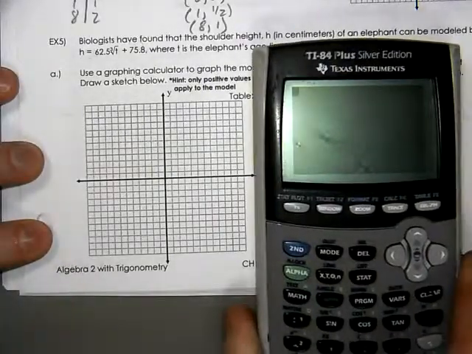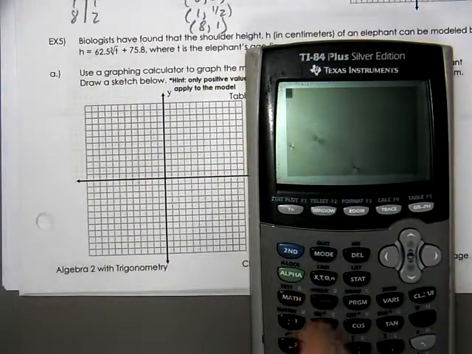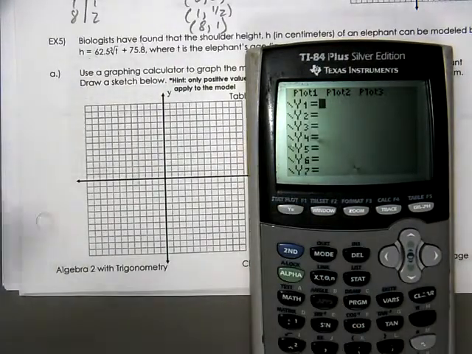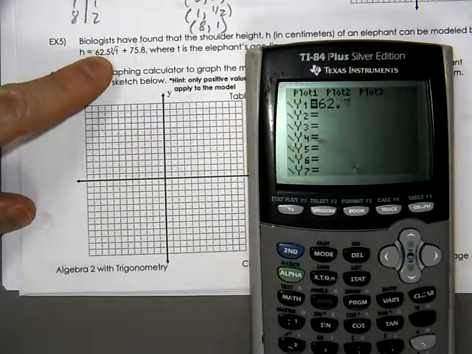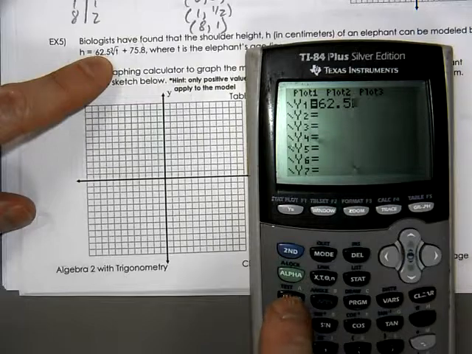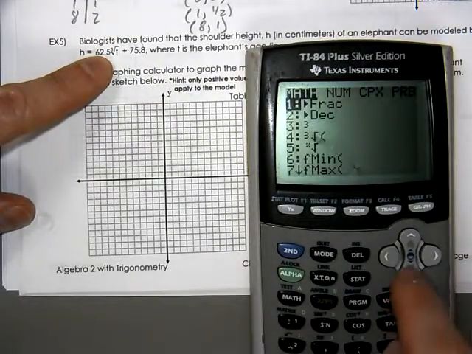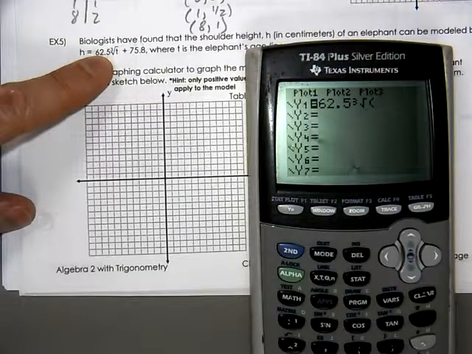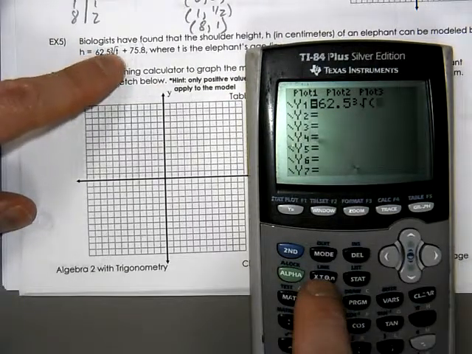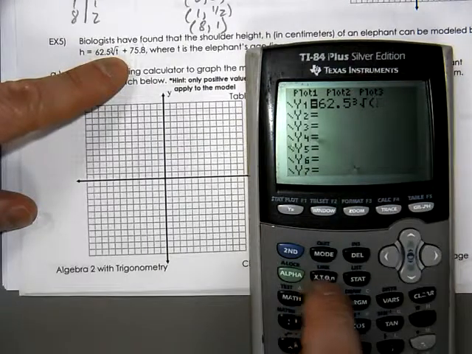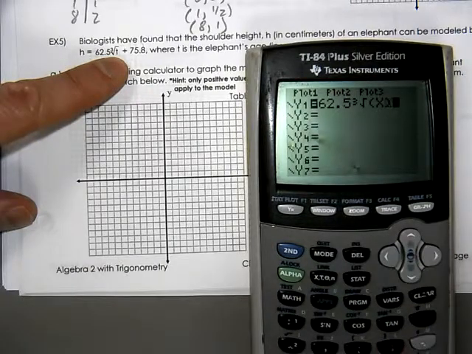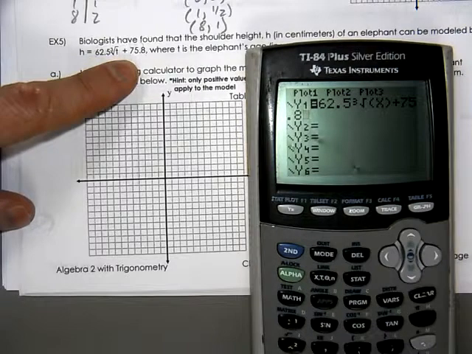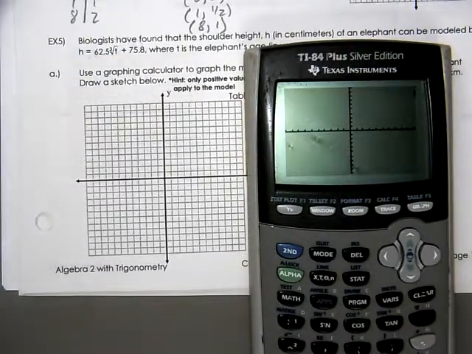So using our calculator, we would go to y equals, type in 62.5, then there's a math button, and go down to the cube root. They're suggesting to use t, but on your calculator it has a t, but that's not the same type of t. So we just put in x plus 75.8. And when we graph it, we get something that looks like that.